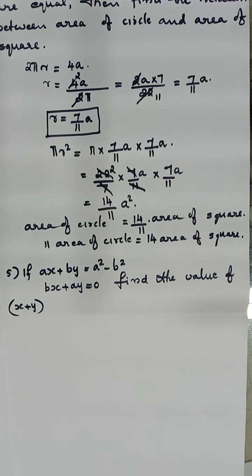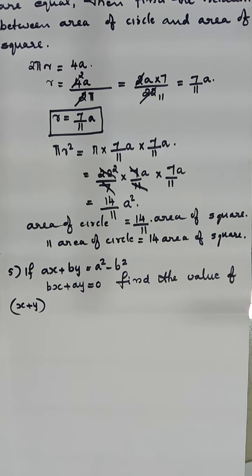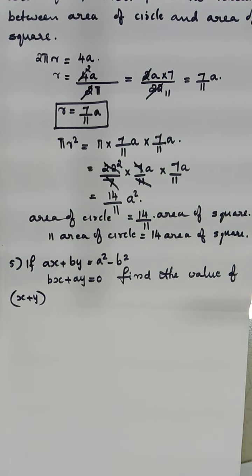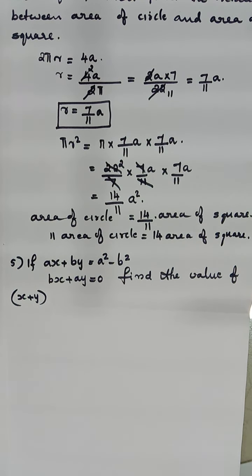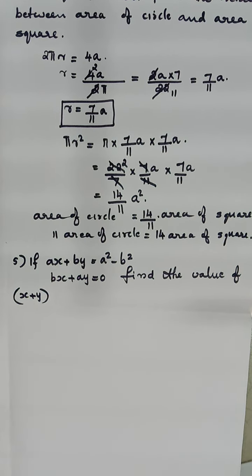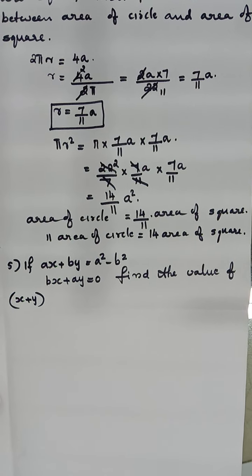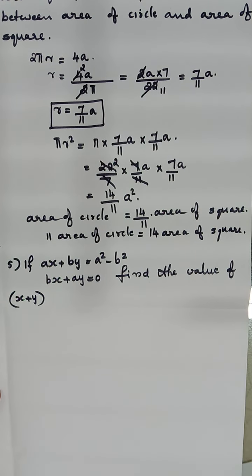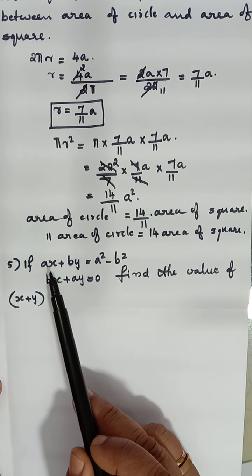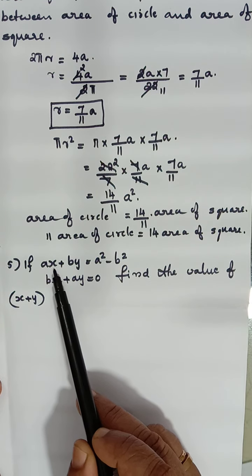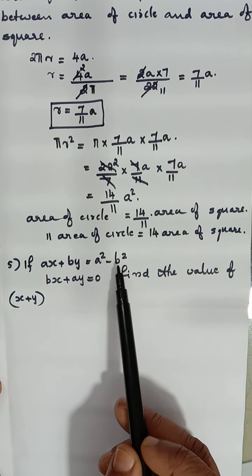Okay, next question, fifth one. If ax plus by is equal to a square minus b square, and bx plus ay is equal to 0, find the value of x plus y. If you want to find x plus y, first we have to find what is x and what is y. So this is a linear equation of the form a1x plus b1y equal to c1.